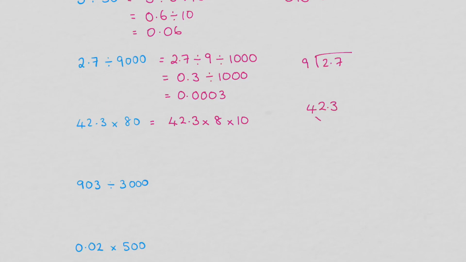So 42.3 times 8, so 3 8s are 24, 2 8s are 16, add the 2, makes 18, and 4 8s are 32, add the 1, makes 33. We've got 1 decimal place in the question, so 1 in the answer. So what we're doing is 338.4 times 10, so that just moves everything to the left of the decimal point, 3384.